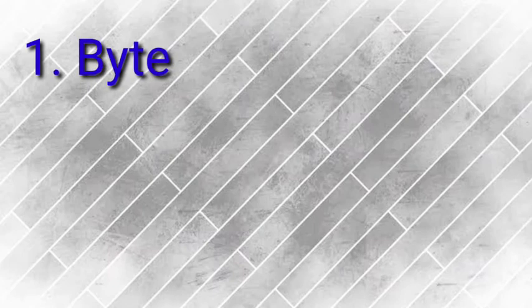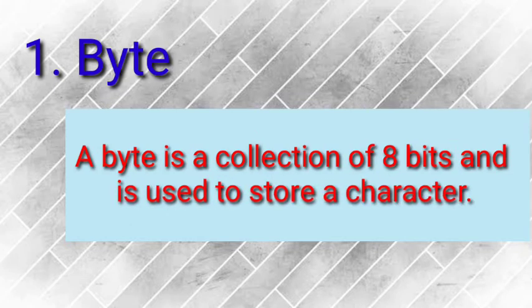The first component is byte. Byte, you already know, is a group of 8 bits which is used to store a particular character. Now suppose I have stored the name Ram, so it will take the space of 3 bytes. It requires 3 bytes to be stored in the memory of the computer. And if you have written the name Pooja, it will take 4 bytes of space.